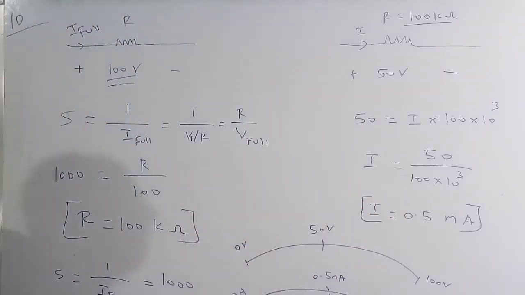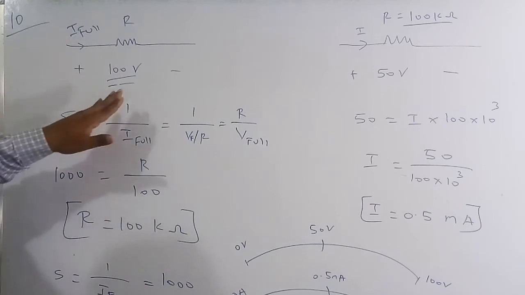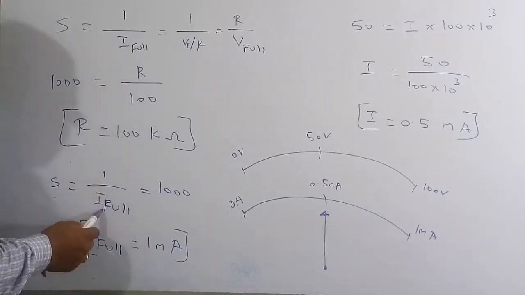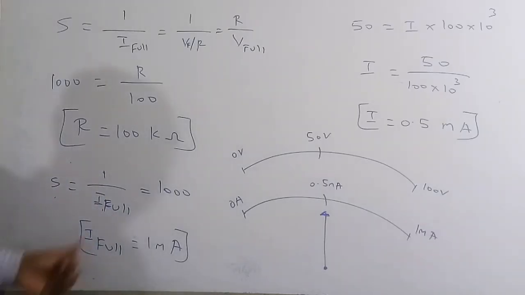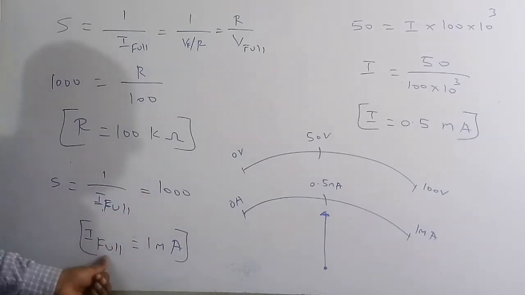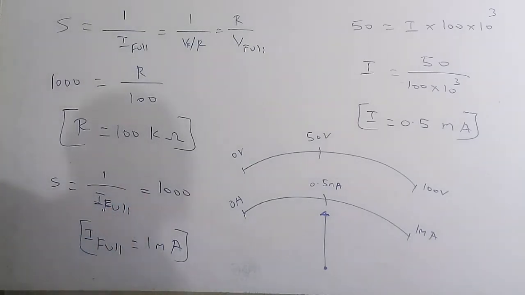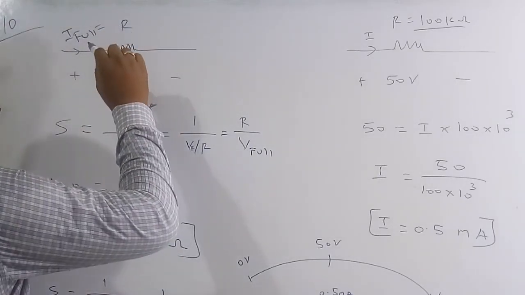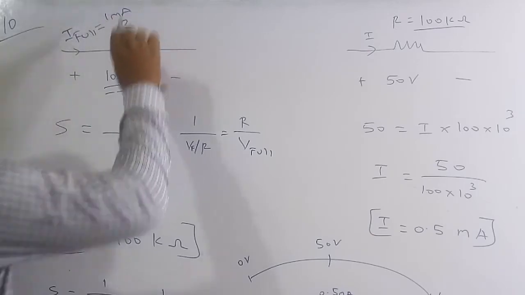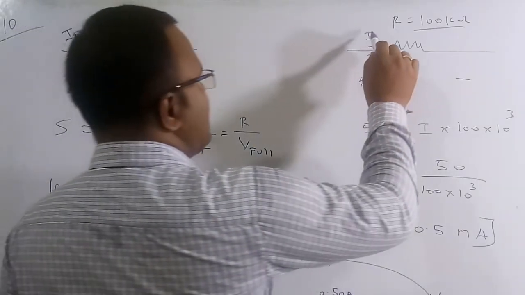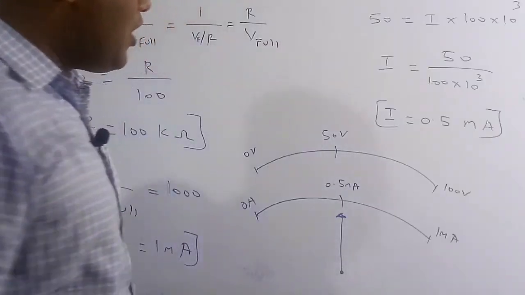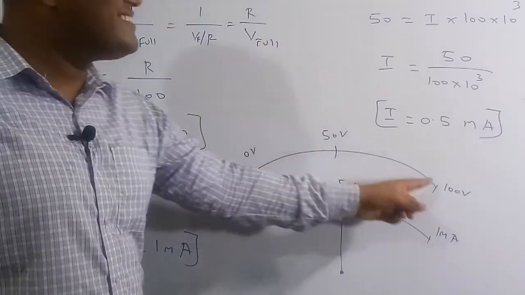If I want to know the full current, meaning if you give the full voltage, then what is the full current we need to figure out. As sensitivity is equal to 1 by full current, and sensitivity is equal to 1000, we get the full current is equal to 1 milliampere. In other words, if you give 100 volt, the current we get is 1 milliampere, and if you give 50 volt, the current we get is 0.5 milliampere.